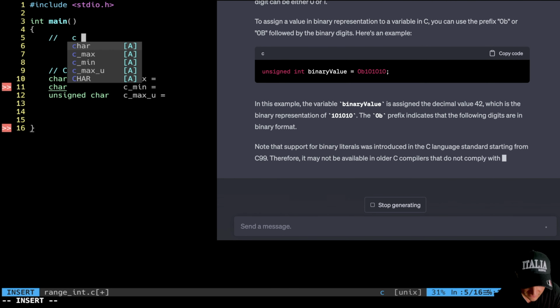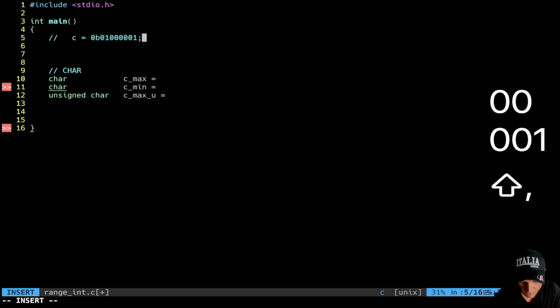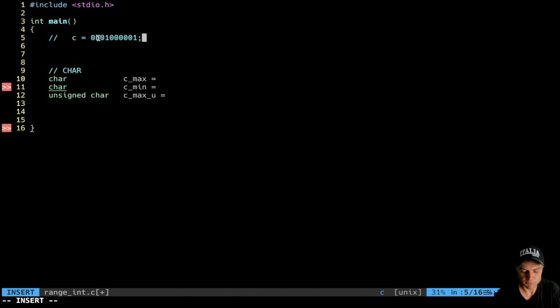For example, I can say c is equal to 0b. You write in this fashion, and then you write the binary. For example, if I want to write the letter A, I do 0, 1, 0, 0, 0, 0, 0, 1. Okay? This is the uppercase letter A in binary. If I really want to be super pedantic and write stuff in a hackerish way that nobody understands, you write directly in binary.